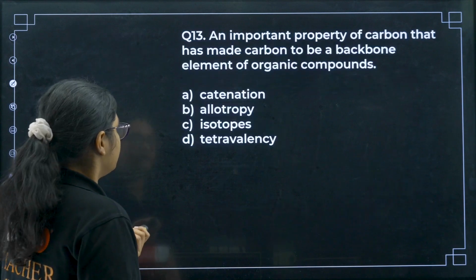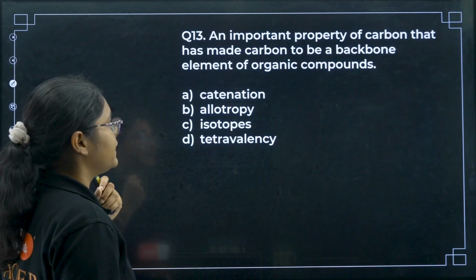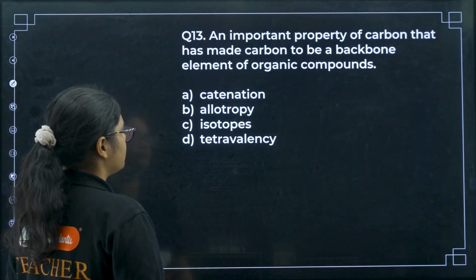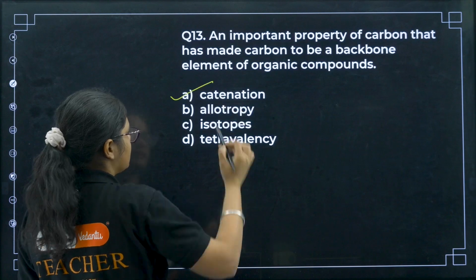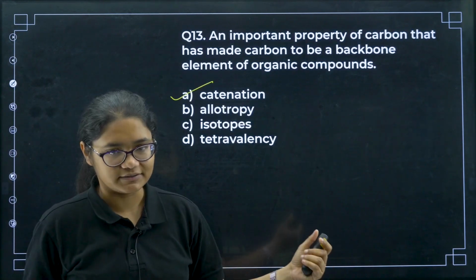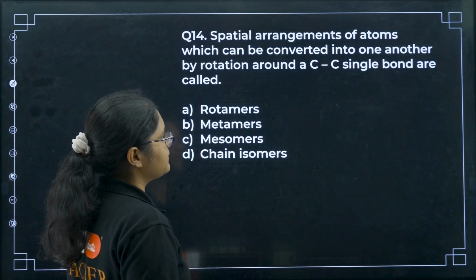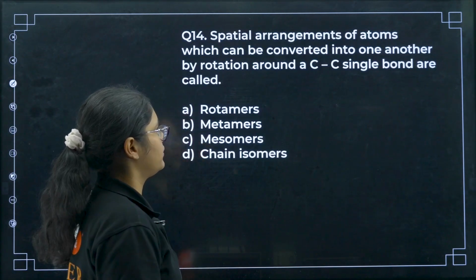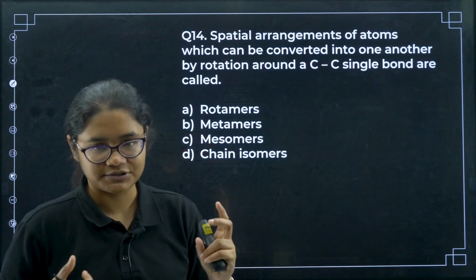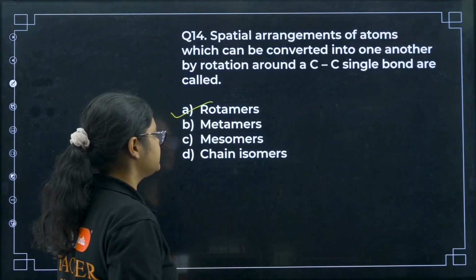Next, question number 13. An important property of carbon that has made carbon a backbone element of organic compounds. That is both catenation and tetravalency, but catenation is because carbon can form long carbon chains. Next, spatial arrangements of atoms which can be converted into one another by rotation around a C-C single bond. When you rotate, you get different conformations. These are called conformers, but that is not in the options, so it is also called rotamers.